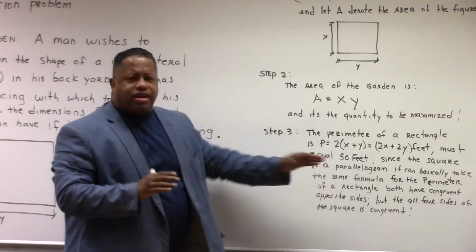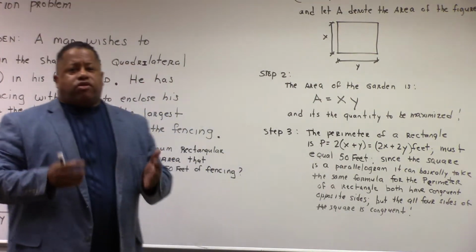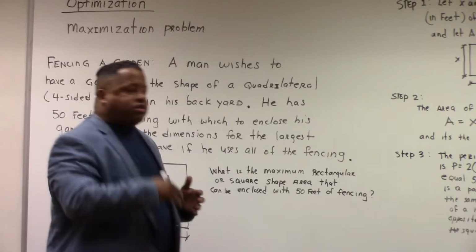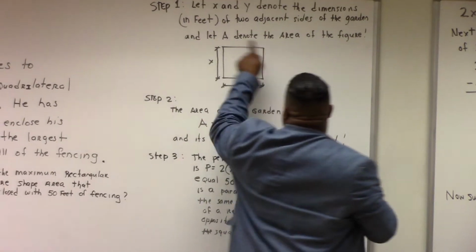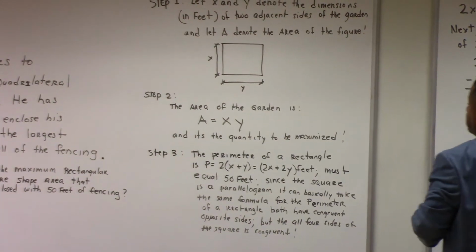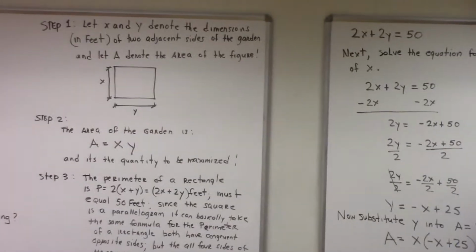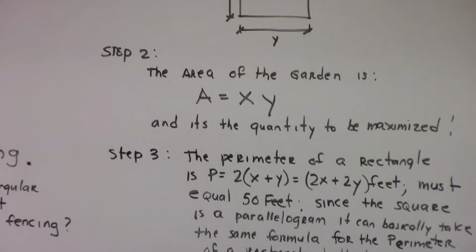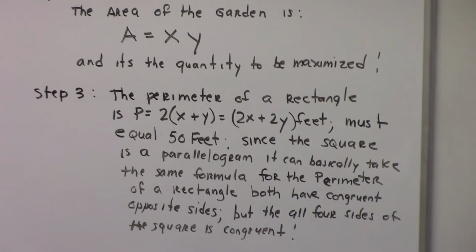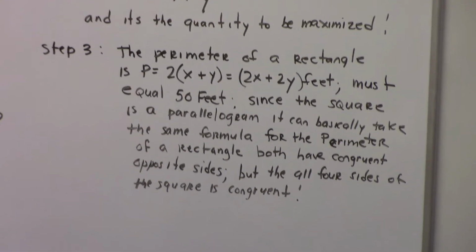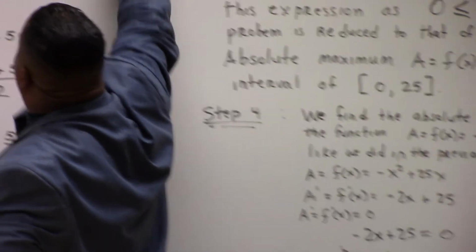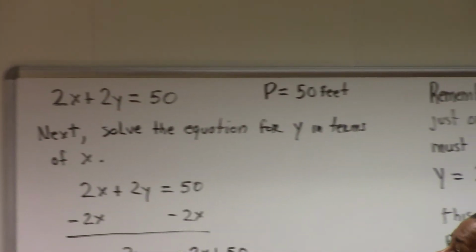I just wanted to clarify that because we don't know if it's a rectangle or a square based on how much fencing has to be put around this area. Now, let's continue with step 3. Even though the perimeter equals 2x plus 2y, since we have 50 feet of fencing, we substitute P equals 50 feet. So now it's 2x plus 2y is equal to 50.